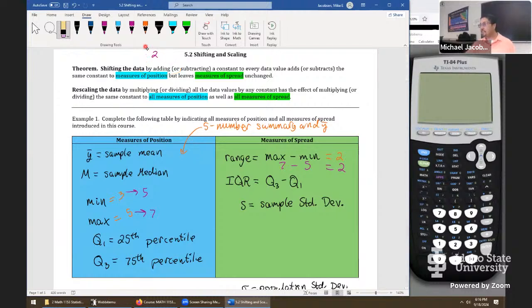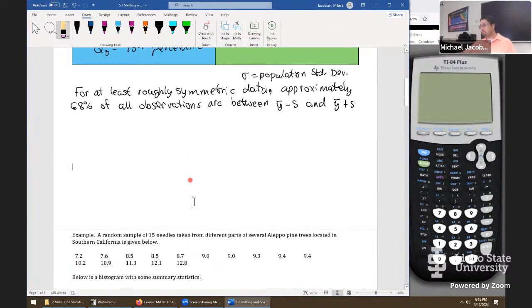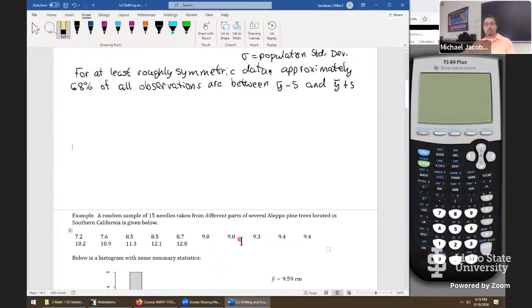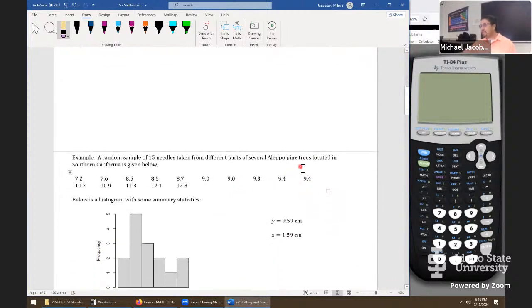Okay, let's take a look then at the same theorem, but just a different view. So here we're just looking at the statistics, talking about the theorem, but here's some actual real data. I think this is from a legitimate study. There's a random sample of 15 needles taken from different parts of several Aleppo pine trees located in Southern California. So we have a sample size of 15 needles.